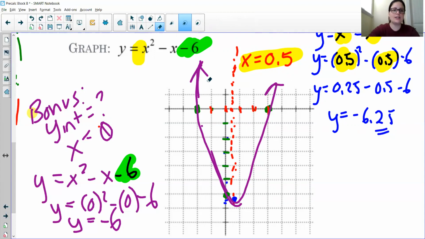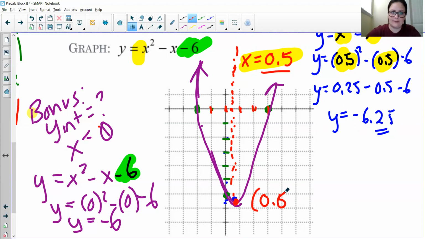Okay, so the vertex we have found occurs when x is 0.5. That's a 0.5, it just doesn't look like it.